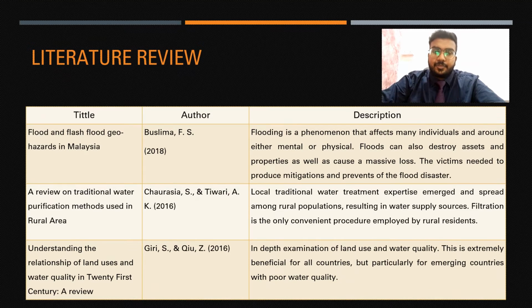For the literature review, where do the facts come from? So far, I have studied 27 references, including books, journals and articles. In this presentation, I will cite a few citations that became the main ideas for this project. Firstly, the title of the article is Flood and Flash Flood Geohazard in Malaysia by Buslima in 2018.